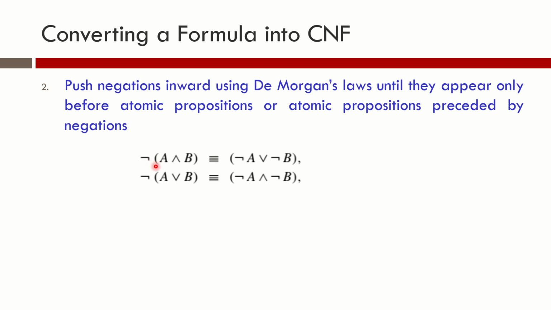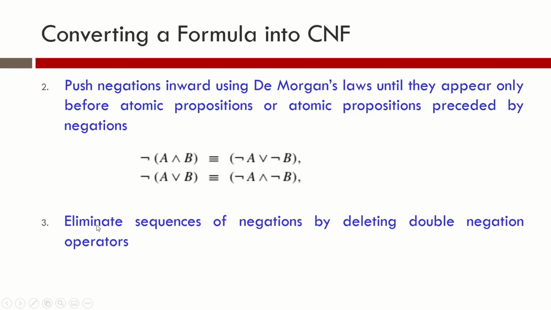Here we have negation (A and B). So we use De Morgan's law and transform it as negation A or negation B. Similarly, if it is negation (A or B), we transform it as negation A and negation B. So this is the second step, pushing the negations inward.